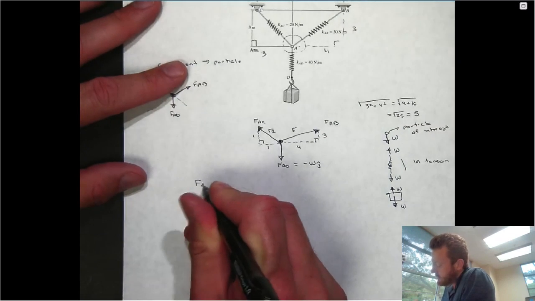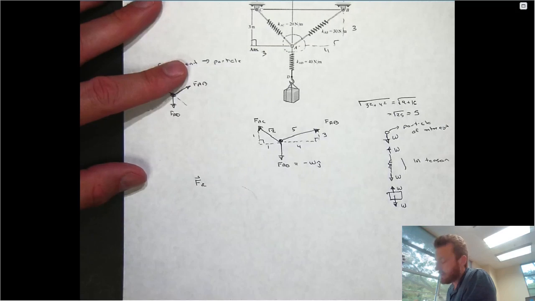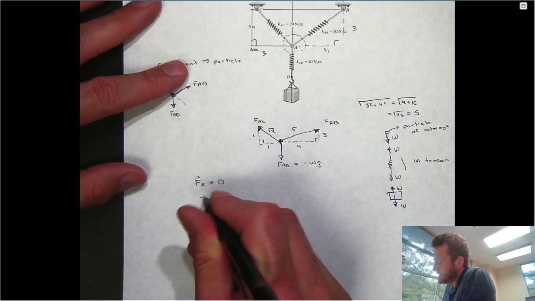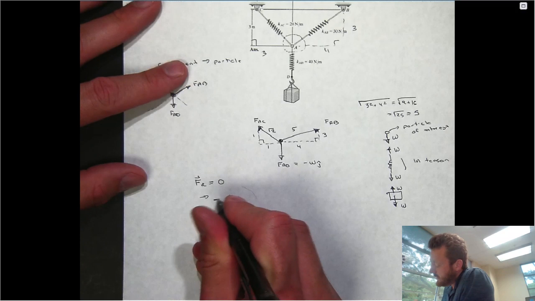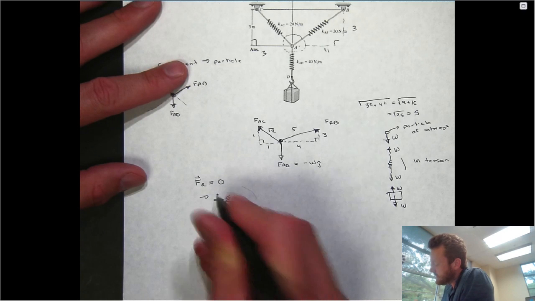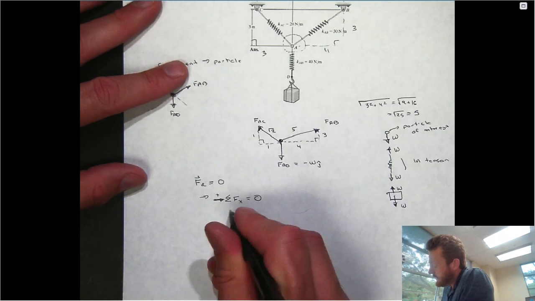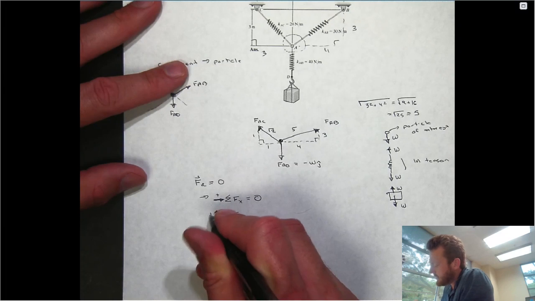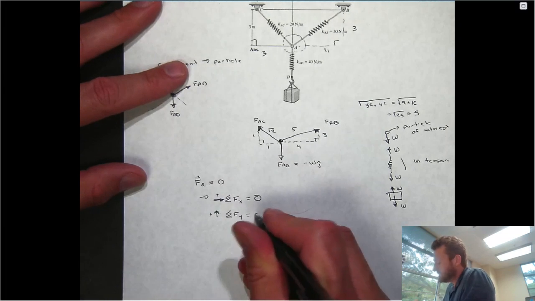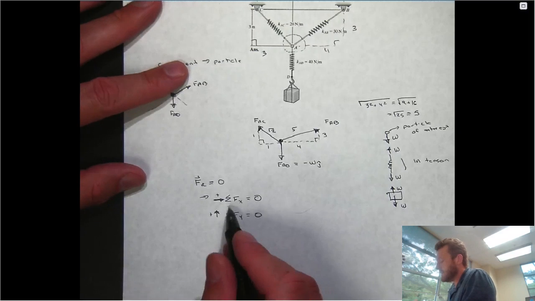Equilibrium says that the resultant force acting upon this particle is 0, and what that means is that the sum of all forces in the horizontal direction, with the rightward direction denoted as positive, must equal 0, and the sum of all forces in the vertical direction, with the upward direction denoted as positive, must equal 0 as well. So physically, what would this equation look like?